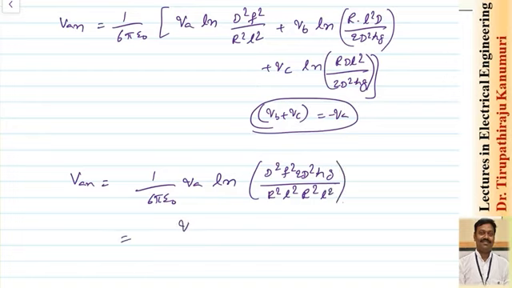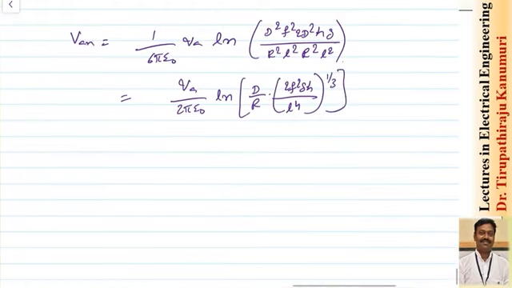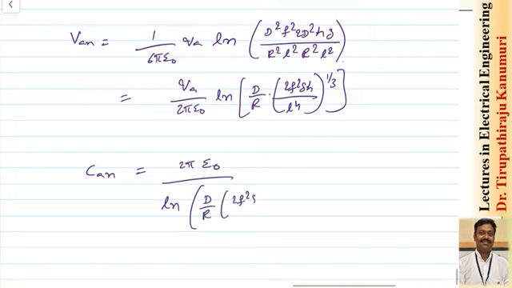So this I can write as QA by 2 pi epsilon naught into ln of D by R multiplied by 2F square GH by L to the power of 4, this whole to the power of 1 by 3. This is what we get. Or from this I can calculate my value of CAN will be equal to 2 pi epsilon naught divided by ln of D by R into 2F square GH divided by L to the power of 4 whole to the power of 1 by 3. This will be in farads per meter per phase value.